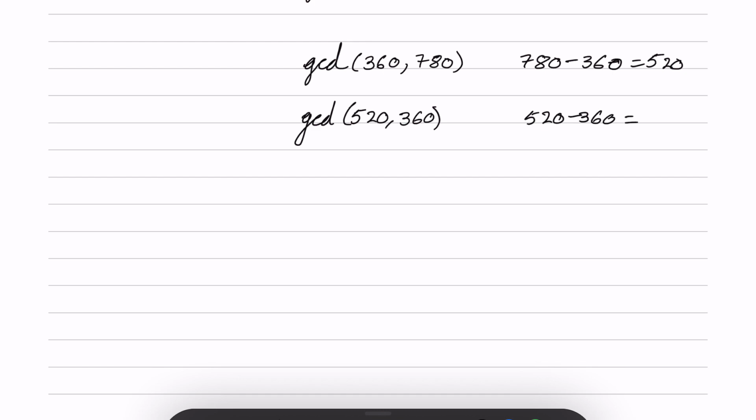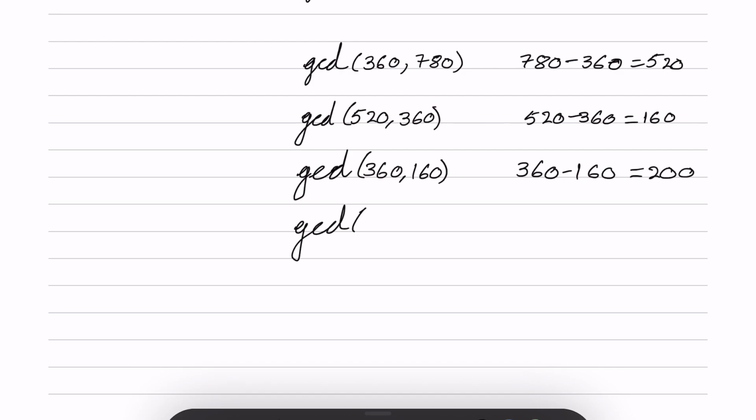And we keep doing this process until we've found two numbers that match, and therefore this process takes us to the number 0. So we continue this, and we get 420 minus 360 is equal to 60. So now we have two new numbers. We have the GCD of 360 and 60.